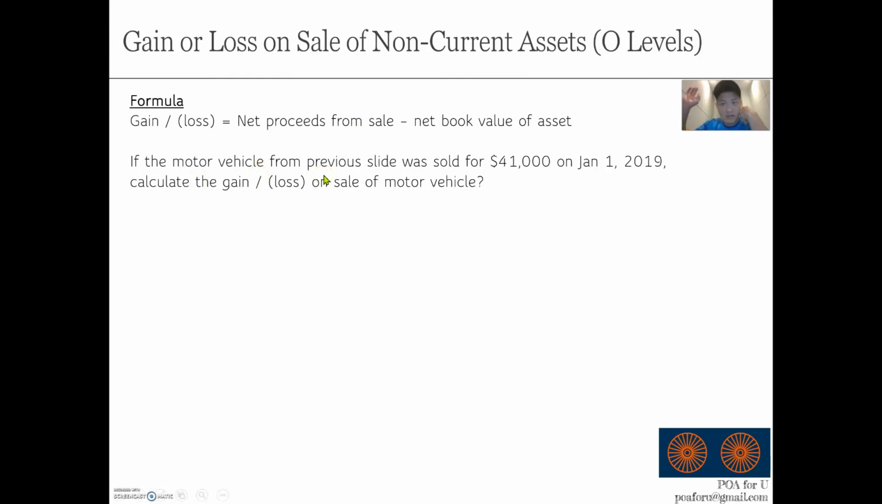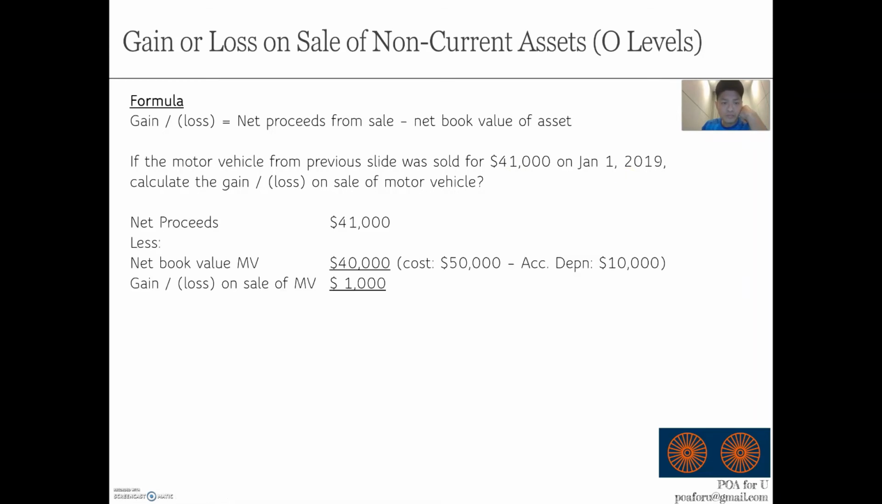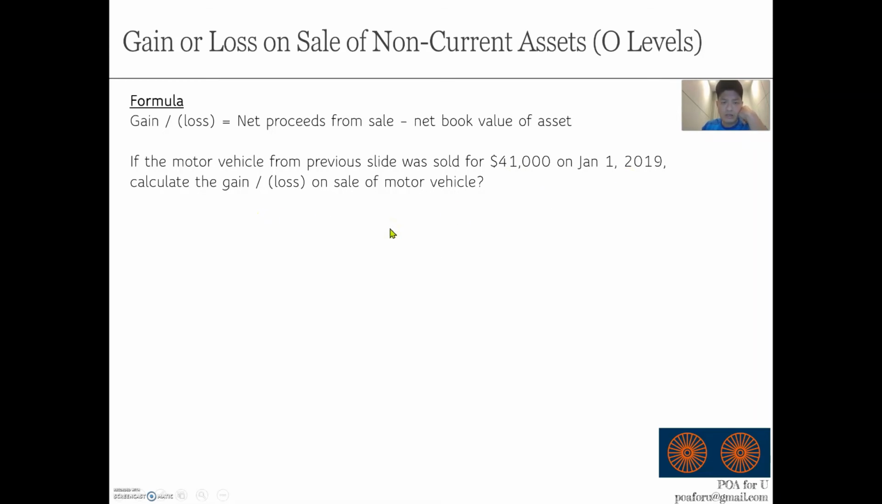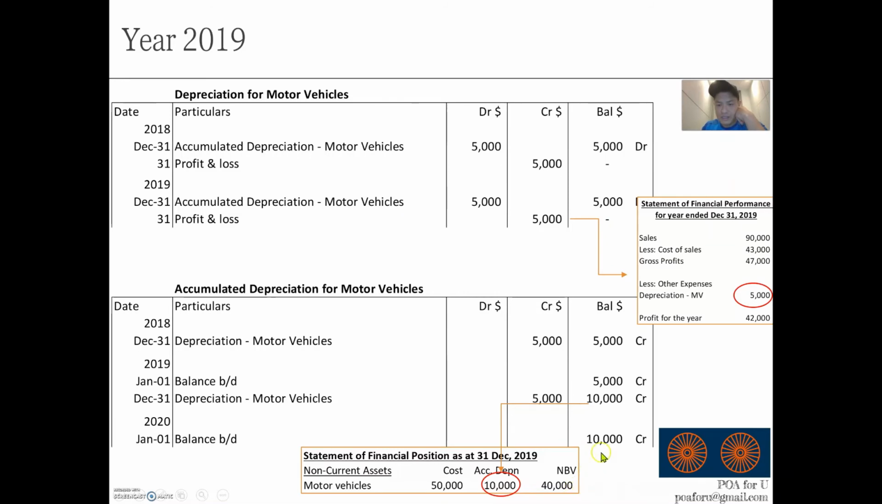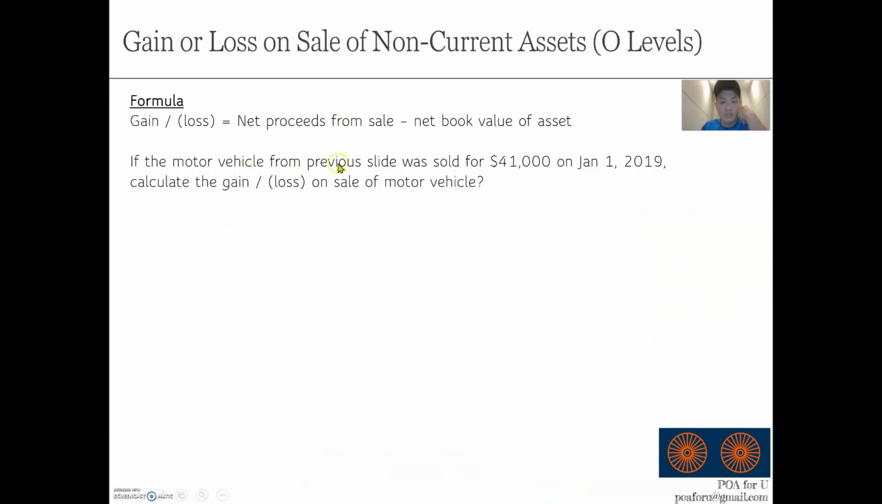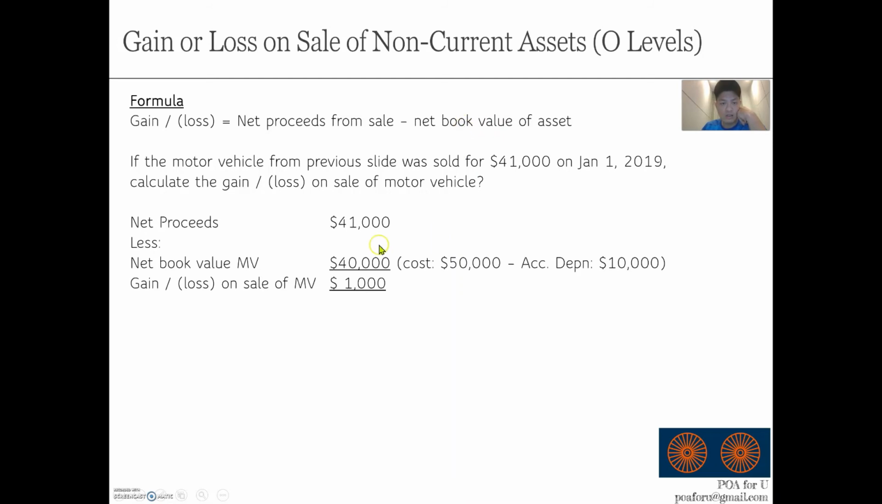If the motor vehicles from the previous slides that we are talking about was sold for 41,000 on 1st of January, what is the gain or loss? Okay, so the previous slide told us, or let me go to the previous slide for a bit. Previous slide said that the net book value is 40,000 at the end of 2019. Okay, 40,000 net book value, because the cost is 50,000, you depreciated it for 2 years, 10,000 each, so accumulated depreciation is 10,000. So if the net proceeds is 41,000, and net book value is 40,000, then the gain must be $1,000.